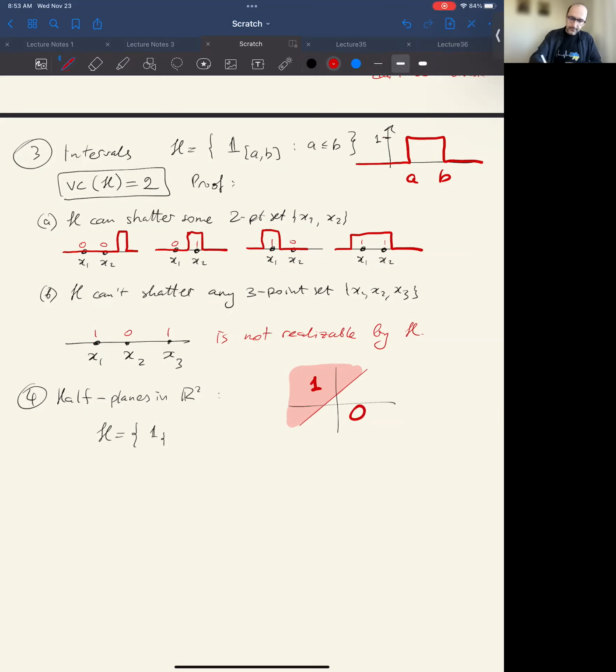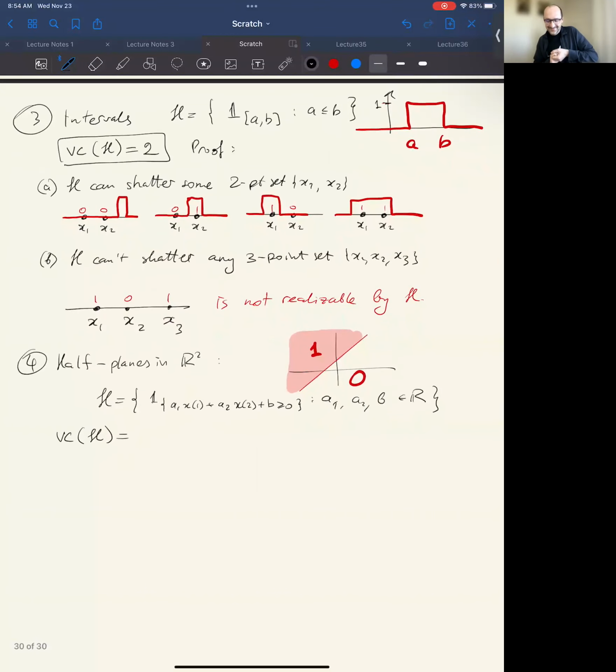And then the boundary is any line. So H is the indicator of a half plane, I guess a1 x1 plus a2 x2, the second coordinate of x, maybe plus b, is greater than 0, as a1, a2, and b vary. What's your guess? What do you think the dimension is? All right, we'll prove it's 3.